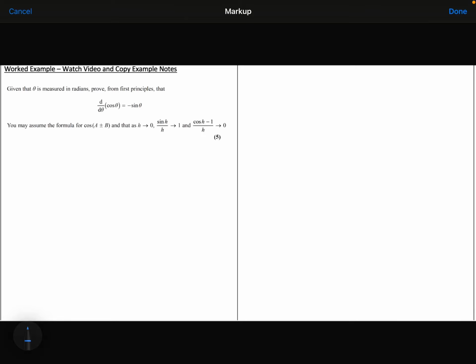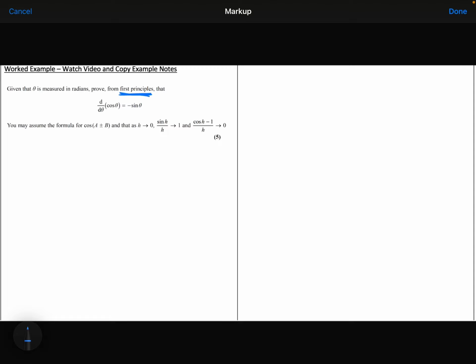Given that theta is measured in radians, prove from first principles that the derivative of cos is minus sine. We may assume the formula for cos A plus B, and that as h tends towards 0, sine h over h tends towards 1, and cos h minus 1 over h tends towards 0.